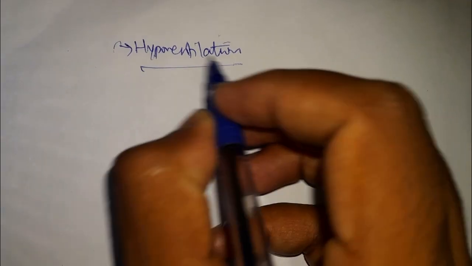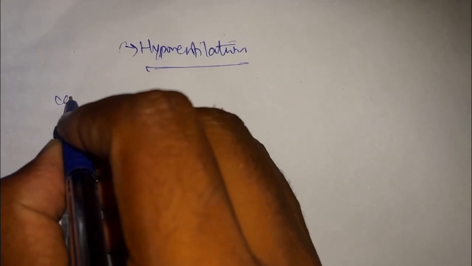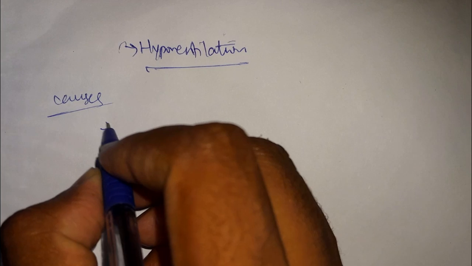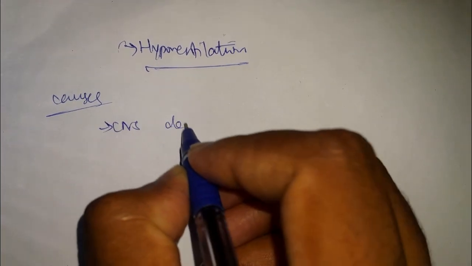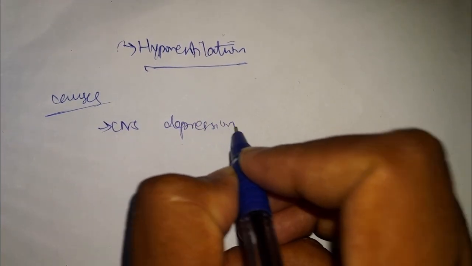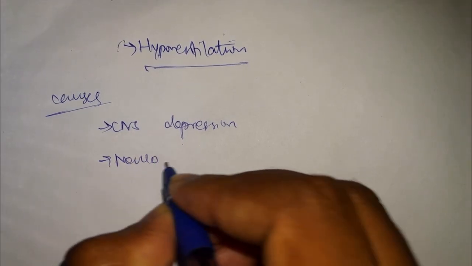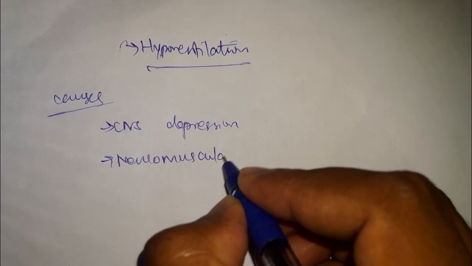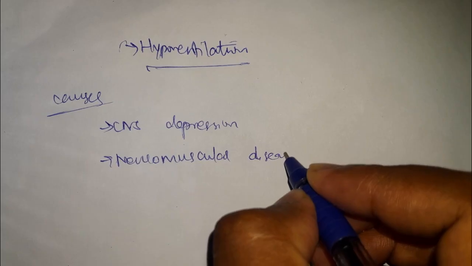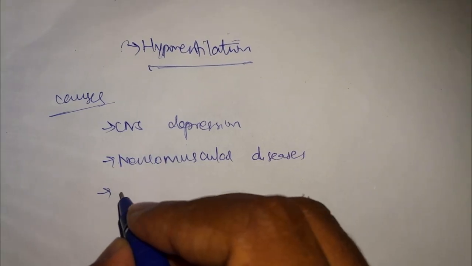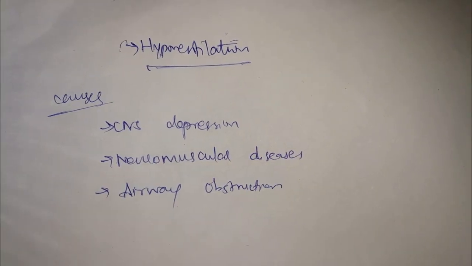Okay, first of all, hypoventilation. So what are all the causes that lead to hypoventilation? First, CNS depression. This means the central nervous system is not working normally. Any neuromuscular diseases also lead to hypoventilation, and airway obstruction also leads to hypoventilation.